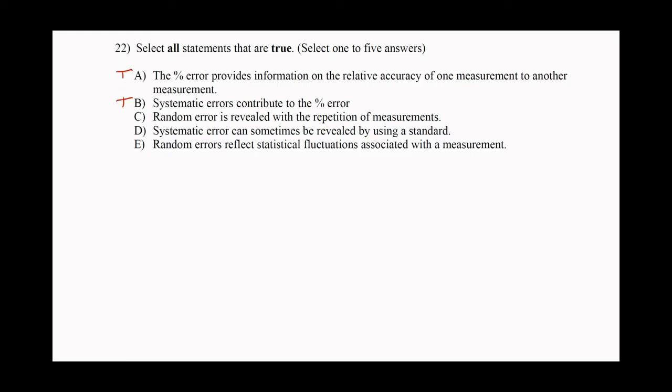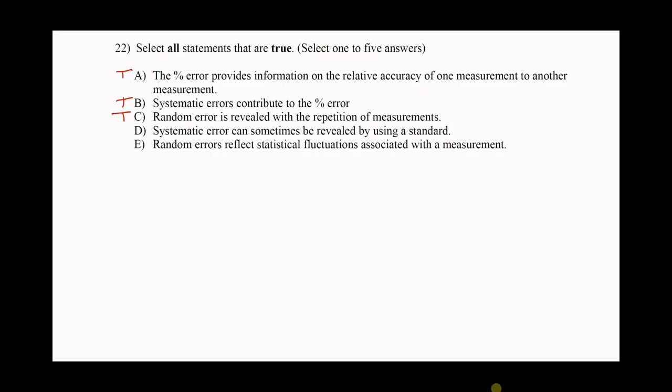Absolutely true. Random errors are revealed with repetition of measurements. The more you measure it, the better you know what that error is, right? That's why n equals 10 is better than n equals 3. It doesn't get rid of it, but you know it. You reveal it. You figure it out.